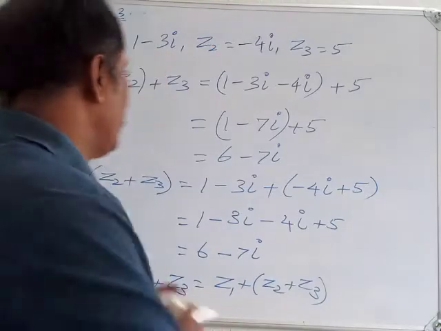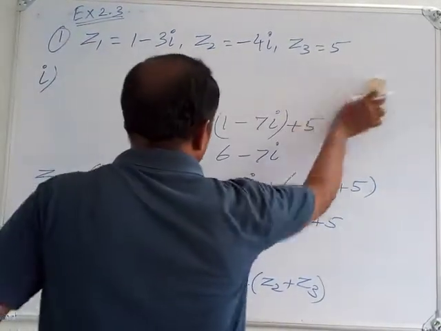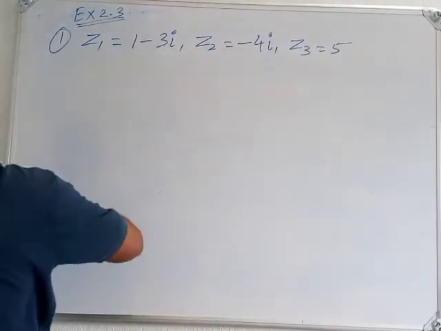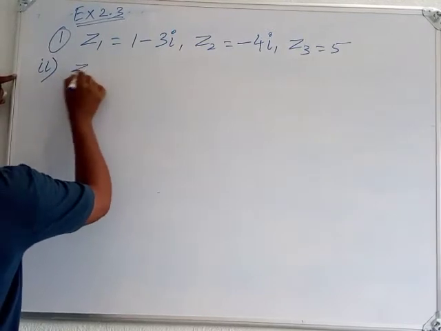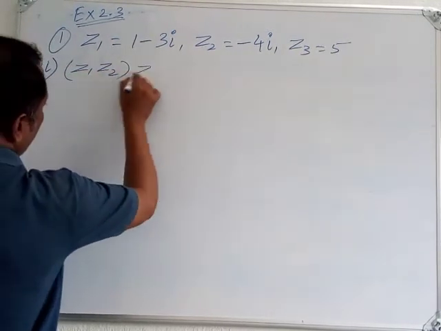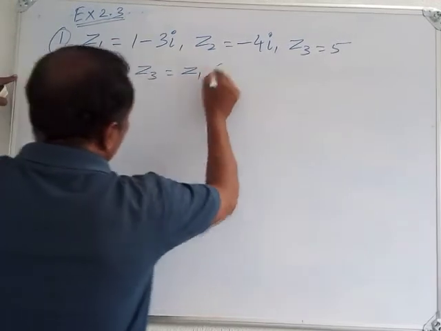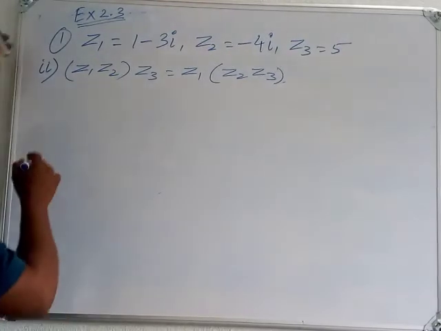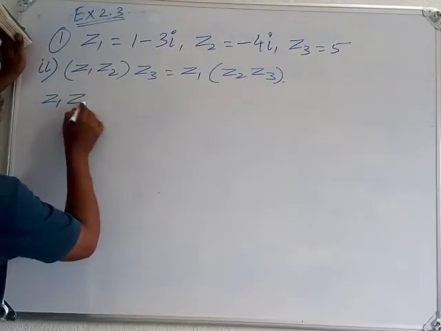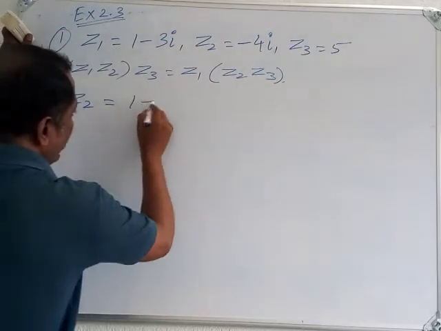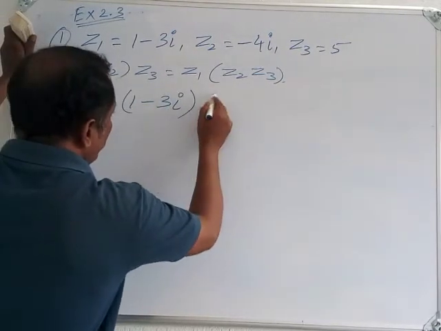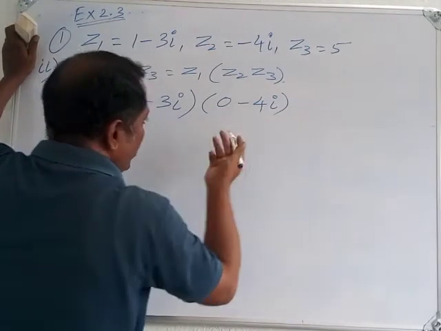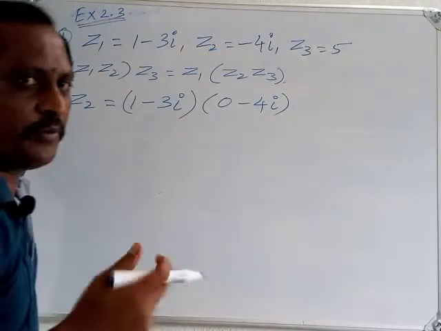And next, associative law for multiplication. So what is the associative law for multiplication? Multiplication associative law is z1 z2 into z3 is equal to z1 into z2 z3. This is the associative law. First we have to multiply z1 and z2. z1 is 1 minus 3i. z2 is minus 4i is given. So I have to write 0 minus 4i. That is, the real part is not given, so you have to take the real part as 0.